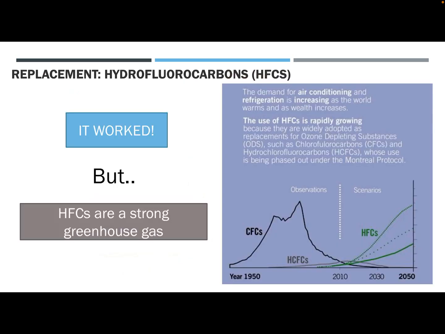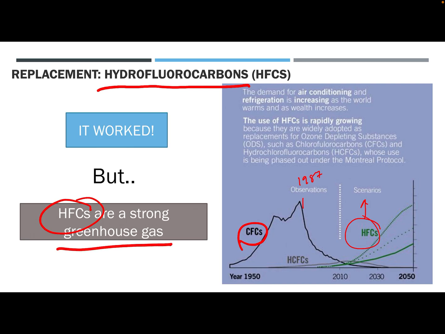So we need to talk about the replacements for chlorofluorocarbons, and we replace those with the hydrofluorocarbons. We can see in the graph here that the CFCs increased until right about here, which is 1987. We asked for that global decline and eventual phase out, and then our hydrofluorocarbons are showing an increase. And this is great because it worked. But the problem is HFCs are almost just as bad as CFCs, but instead of being a problem for the ozone, they're a strong greenhouse gas.